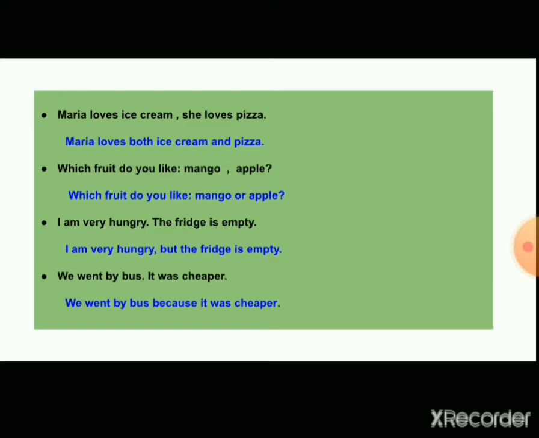Maria loves ice cream. She loves pizza. Okay, I'm going to join these two simple sentences into one sentence. Here ice cream, then pizza. Both the things she loves. So, I can use and. To connect two sentences, I can use and. Maria loves both ice cream and pizza.